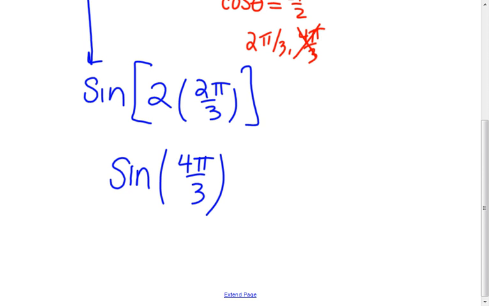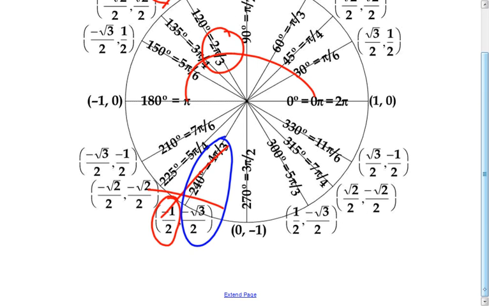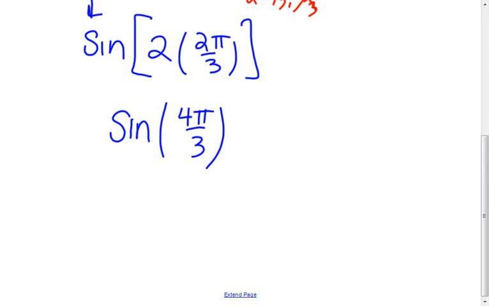And now this is on your unit circle. Now I'm asking you to find the sine, or the y-coordinate, at 4 pi over 3. Okay, so I go to 4 pi over 3, and I find that value. The y-coordinate right here at 4 pi over 3 is -root 3 over 2. So my grand final answer to this would be -root 3 over 2.